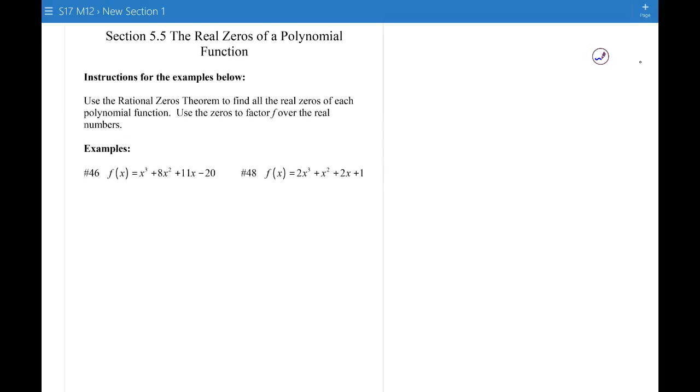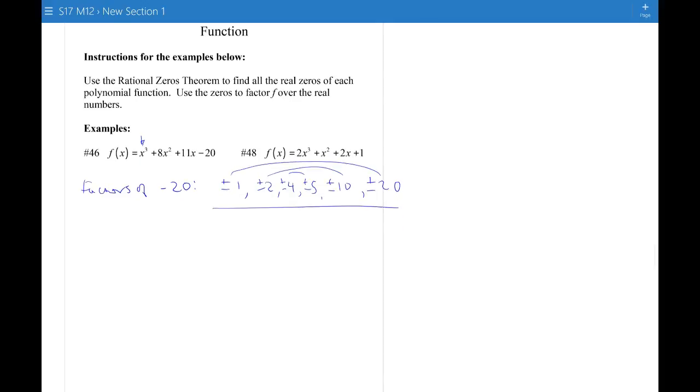Okay, so this first example, we're going to use the rational zeros theorem to find all the real zeros. It doesn't say just find a list, it says find all of them. So factors of -20 are going to be plus or minus 1, plus or minus 20, plus or minus 2, plus or minus 10, and plus or minus 4, and plus or minus 5, right? 1 and 20, 2 and 10, 4 and 5. Those are the only pairs of factors for 20. And they're all over plus or minus 1 because the leading coefficient is 1. So this is a list of the possible rational zeros.